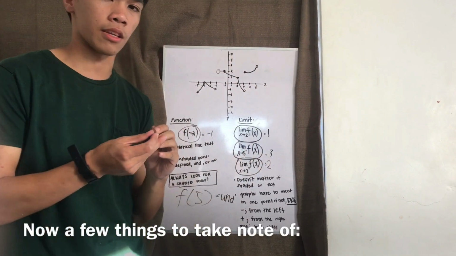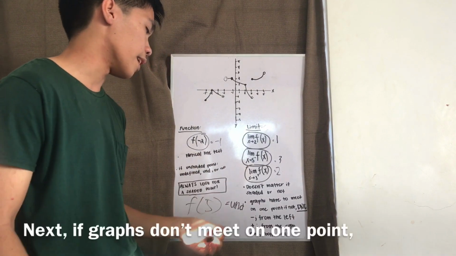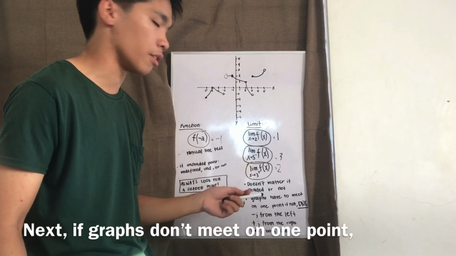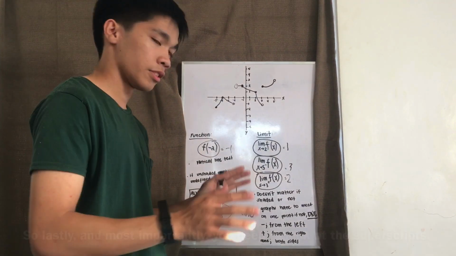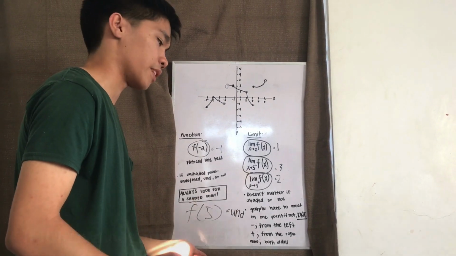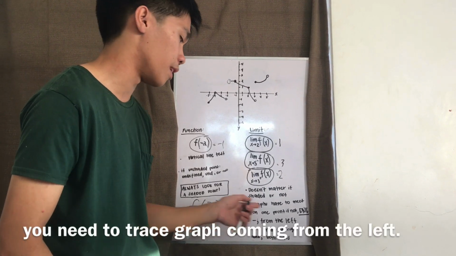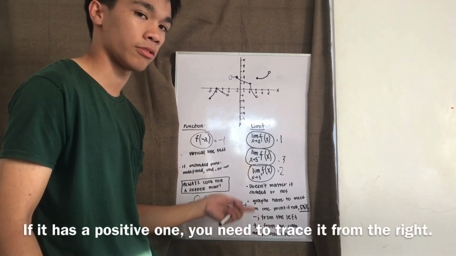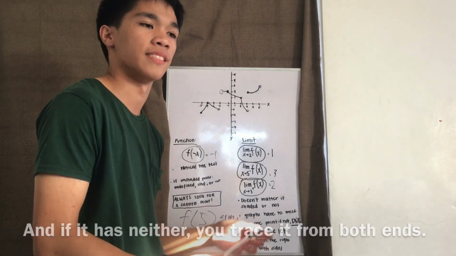Now a few things to take note of. Firstly, it doesn't matter if it's shaded or not. Next, if the graphs don't meet at one point, then you can just write DNE. Its limit does not exist. Lastly, and most importantly, you need to look at the superscripts. If it has a negative superscript, you need to trace the graph coming from the left. If it has a positive one, you need to trace it from the right. And if it has neither, you trace it from both ends.